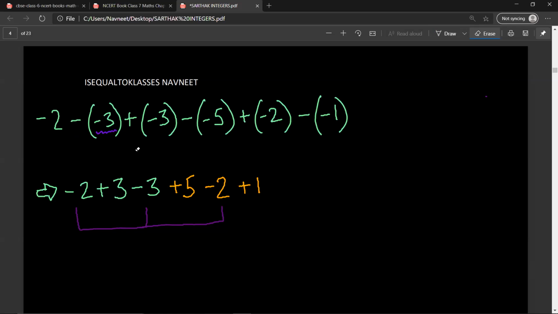Plus 2. Okay, let us check. So minus 2, minus 3, minus 2. So this will be minus 7. 3 plus 5 is 8. 8 plus 1 is 9. So my answer would be plus 2. Mr. Sarthak, correct? Yes, sir. Let us do another example.